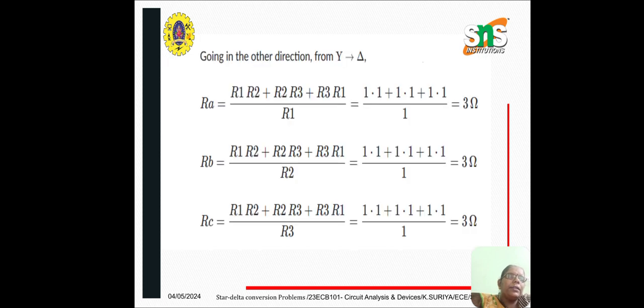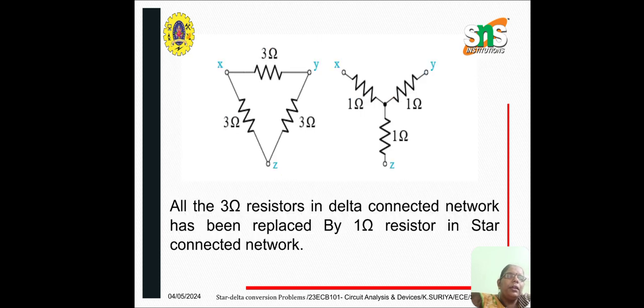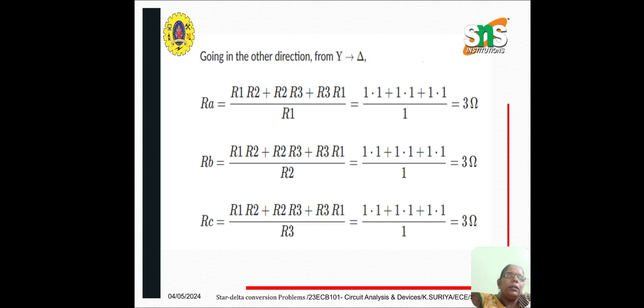So next one we will take in the reverse manner. In the same figure, we can convert a star network into a delta network in the reverse, using the formula. So RA is equal to R1 R2 plus R2 R3 plus R3 R1 divided by R1. In the star network it is always 1 ohm, so when you substitute the value of 1, you will be getting 3 ohms. Similarly for RB and RC. So all the 3 resistors will be 3 ohms, as we saw in the previous delta network diagram.